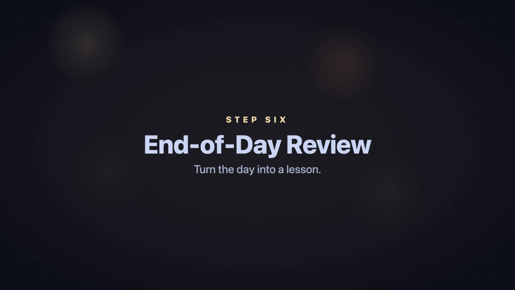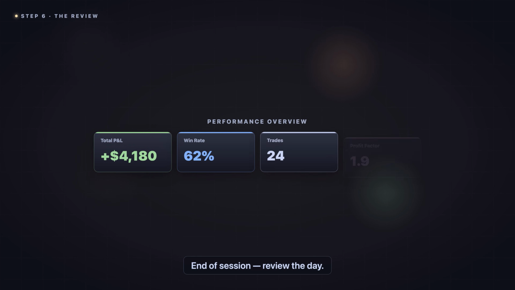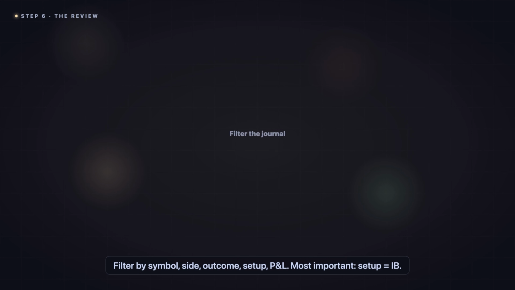At the end of the session, I review the day. The journal gives me a performance overview with total P&L, win rate, number of trades, and profit factor. I can review by day or week, use the calendar, and filter by symbol, side, outcome, setup type, and P&L range. For this workflow, the most important filter is setup type.